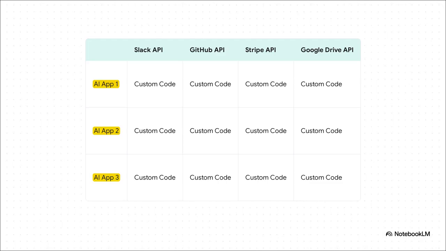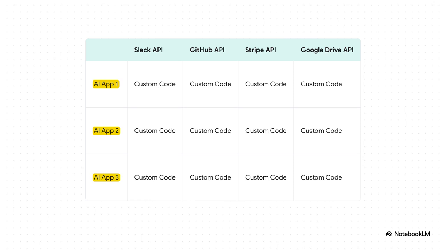And this was a huge step forward, but it led us straight into our current problem, the integration mess. And this, right here, this visualizes the chaos perfectly. It's called the N by M problem, and it is a developer's nightmare. Look, for every N AI application you build, you have to write completely custom code for every M tool you want it to use. So you want your AI to use Slack, GitHub, and Stripe? Great, that's 3 totally separate custom integrations.